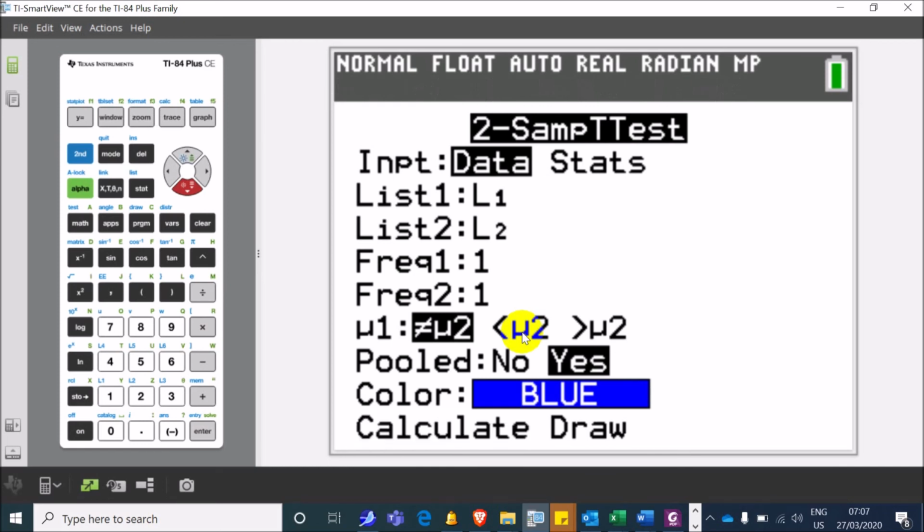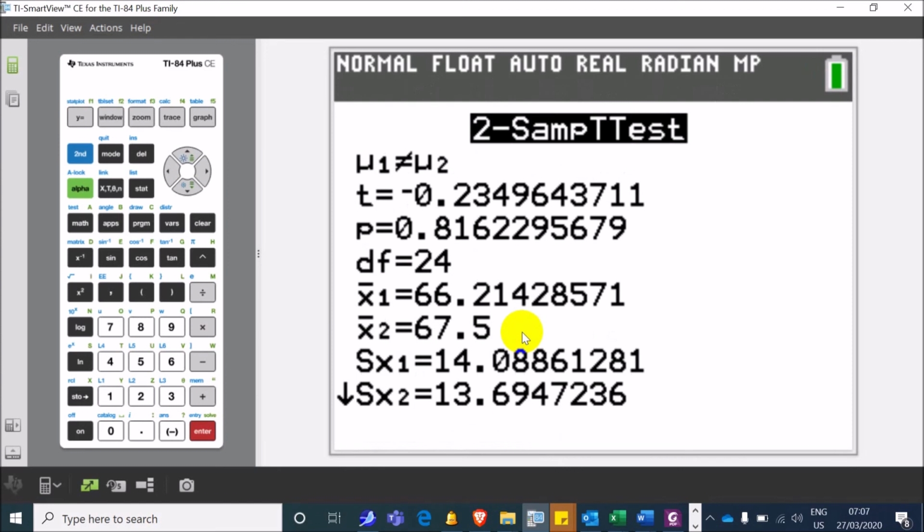I have now done the two-tailed test. Calculate. I get here a p-value of 0.82, 816. Obviously, that is way, way, way higher than 0.05. So my conclusion is there is no difference. Had the p-value been 0.01, say, then I could say I can reject the null hypothesis.